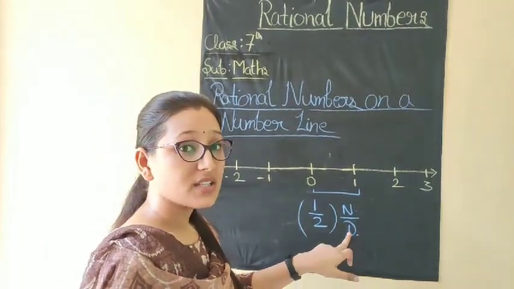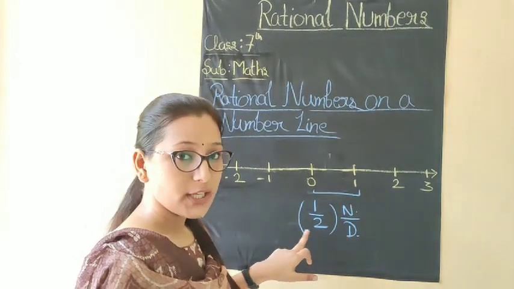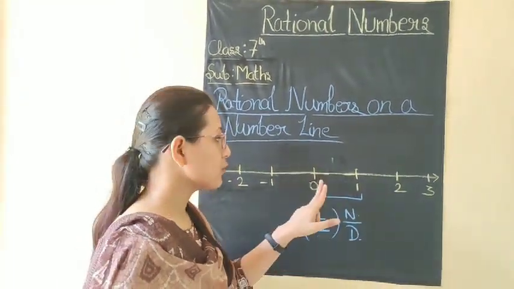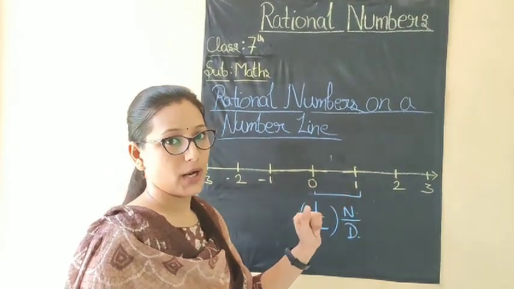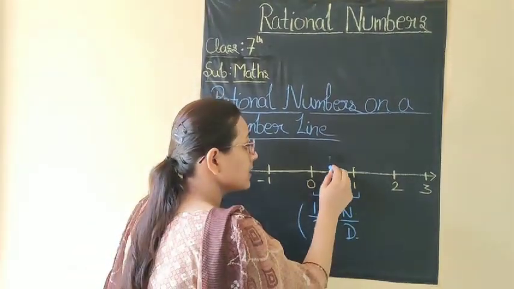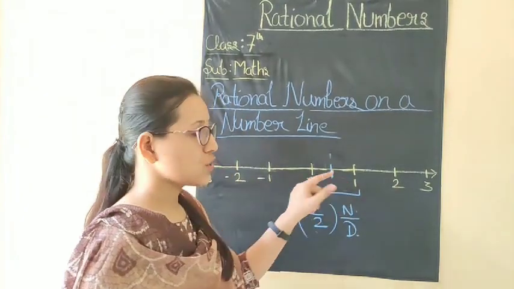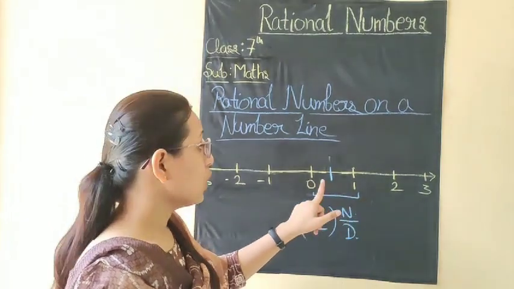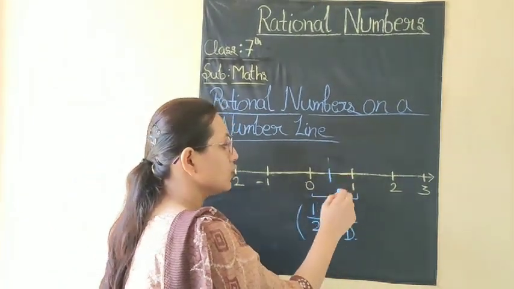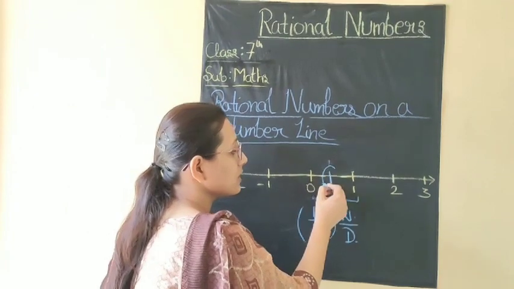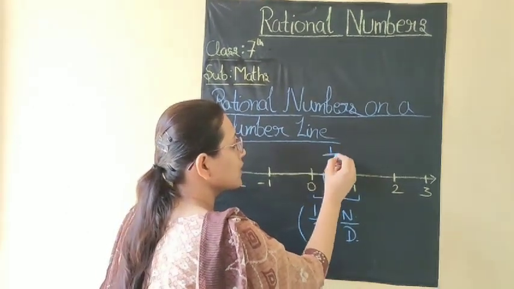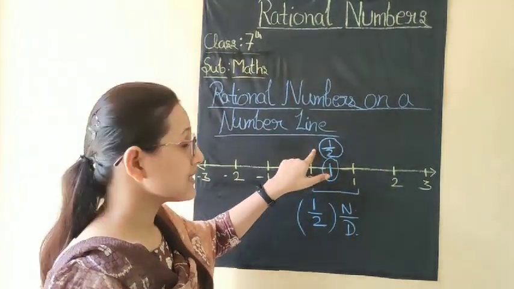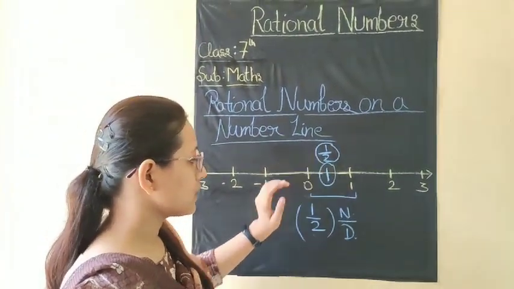This denominator tells us the number of equal parts. So how many parts are there? 2. This means that we have to divide this in 2 equal parts. So let's divide 1 and 2 equal parts, and it starts from 0. So we have to represent this there. So 1 by 2. Let us mark 1 by 2 there. So this is the exact position of 1 by 2.